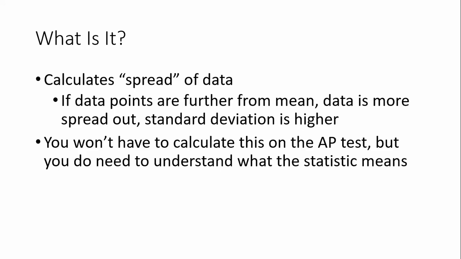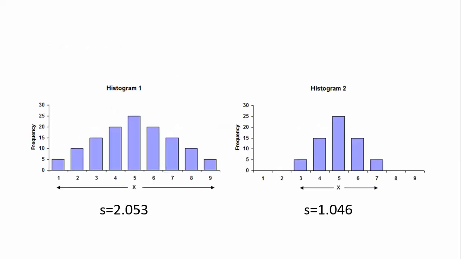You are not going to have to calculate standard deviation on the AP test, but you need to understand what the statistic means, and you need to be familiar enough with the formula to be able to draw some conclusions. So let's look at these 2 sets of data. They both have the same mean. For both of them, their mean is 5.